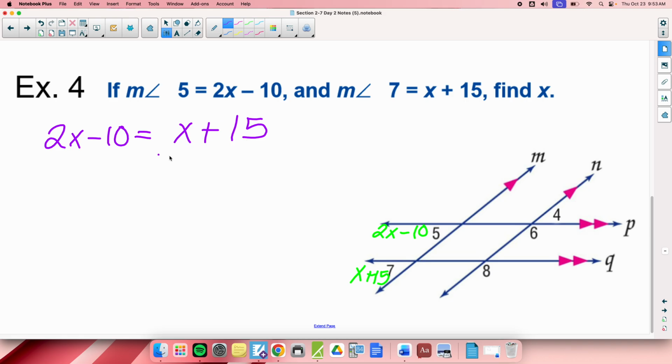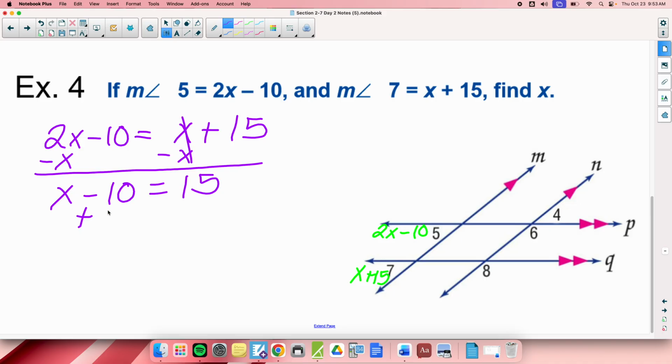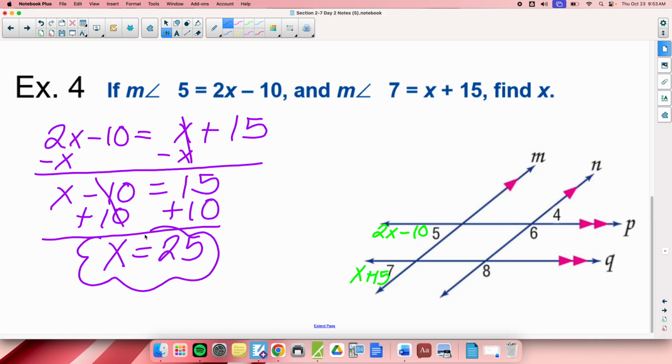So I'm going to bring this x over by subtracting it. 2x minus x is x. Minus 10 equals 15. Add 10. And I get x equals 25. Okay? That is for x.